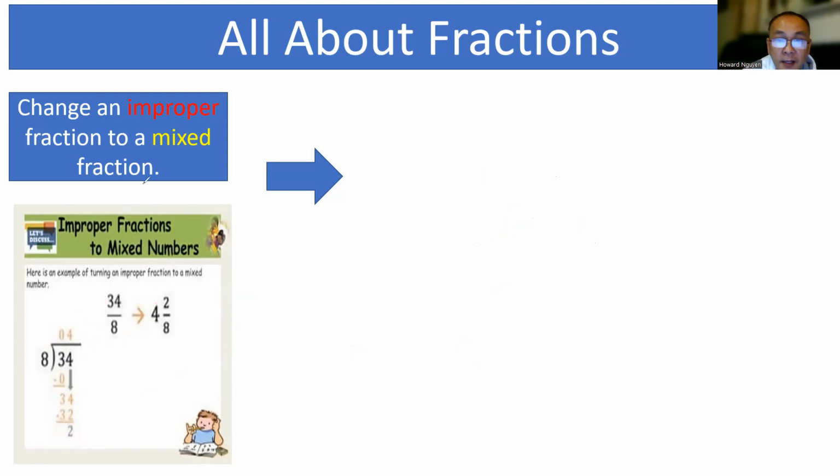So again, in order to change an improper fraction to a mixed number, you have to take 34 divided by 8. So now you have 7 over 3. This right here is called the improper fraction. Why? Because the numerator is greater than the denominator. So go ahead and divide.